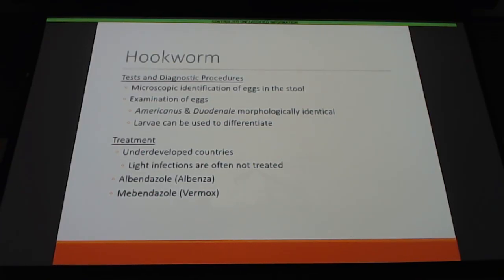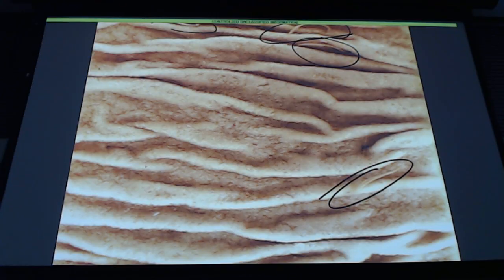These things are really small, so you can have a whole bunch of them in your system and not even realize it. Here's some little circles showing you what they look like. So look how small they are. Okay? They hang out in the rugae, so you can have hundreds and hundreds of these guys and still not have any abdominal distension or anything just because they're so small. All right? These things are 0.3, 0.4 inches. Really, really tiny. The duodenale, I think, is a little bit bigger than the Americanus.